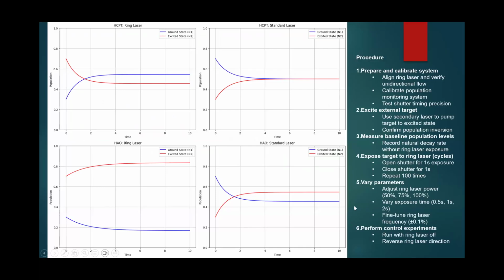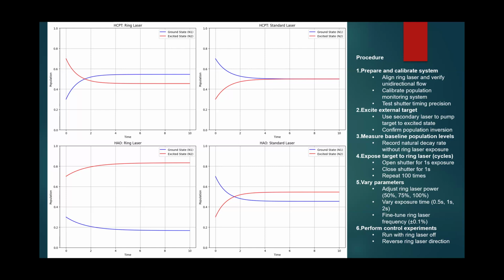Some direct tests we can use for determining whether HCPT or HAO is the correct hypothesis involve a ring laser and a standard laser. When using a ring laser, we first excite a target behind the ring laser, in which our excited state N2 is greater than 0. We then open the shutter and monitor the population. If we find an increased de-excitation rate from N2, HCPT is supported, and no change would support HAO.